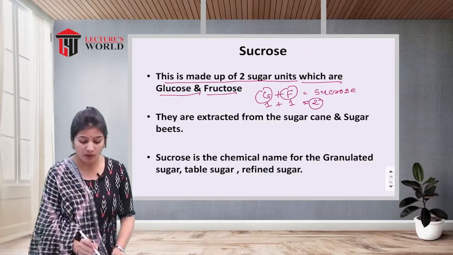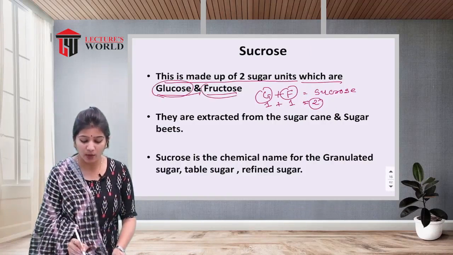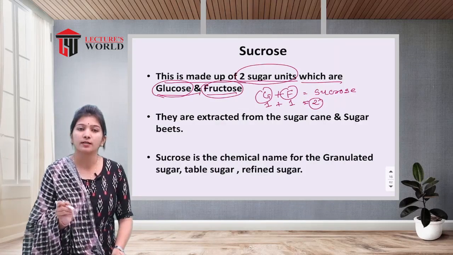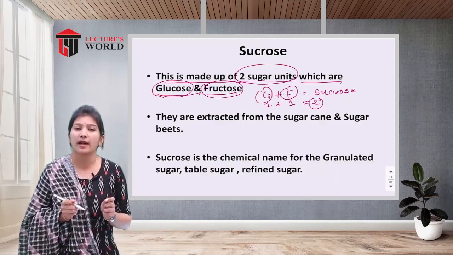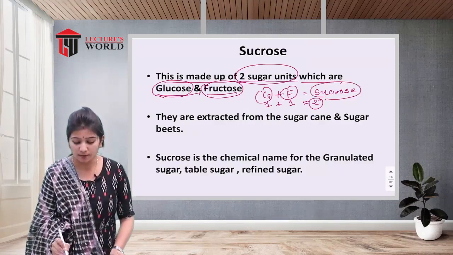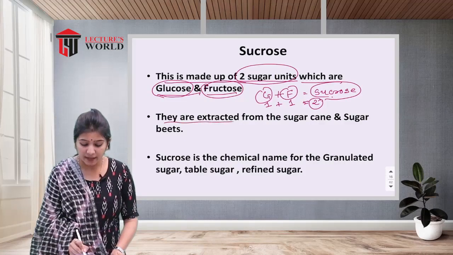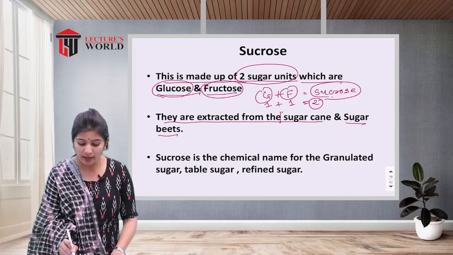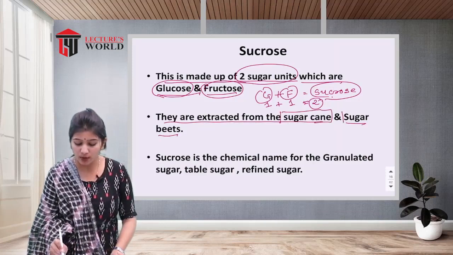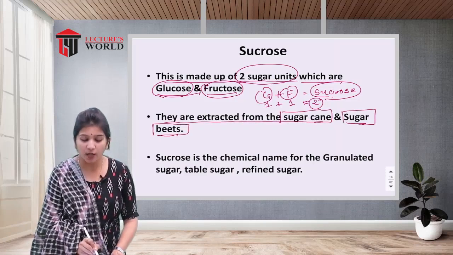Sucrose is made up of 1 unit of glucose and 1 unit of fructose. It is made up of 2 sugar units, 1 unit from the glucose, 1 from the fructose, and they both are combined and making the sucrose. They are extracted from the sugar cane and sugar beets. So from where are we getting this sucrose? From the sugar cane and sugar beets.